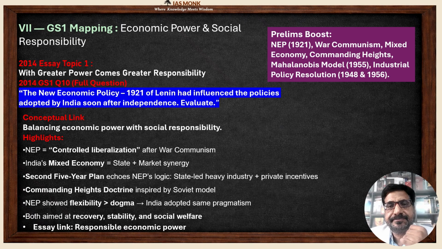So all that you have to mention in your answer. So this GS question, what is the core of this question? India borrowed NEP's spirit, not its communist ideology. That you have to remember, okay, because India is not a purely communist country. So the idea that economic power must be exercised with social responsibility, aligning perfectly with the essay theme. Okay, see how beautifully we can connect essay topic to GS main papers questions.